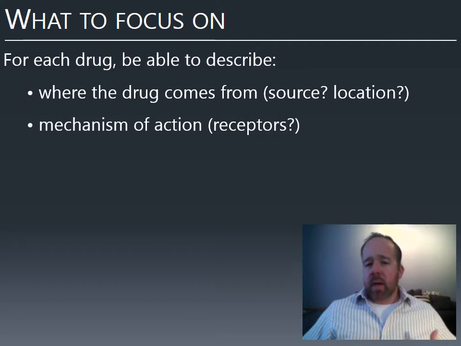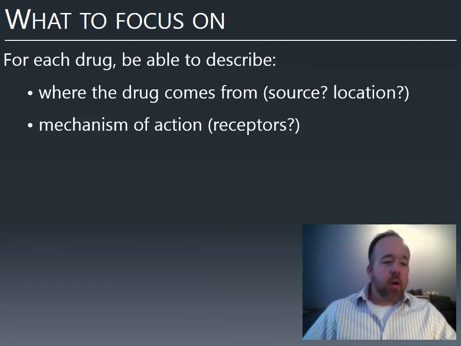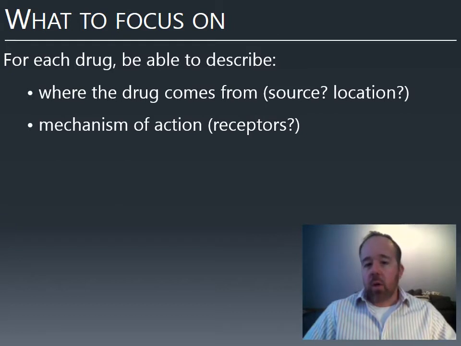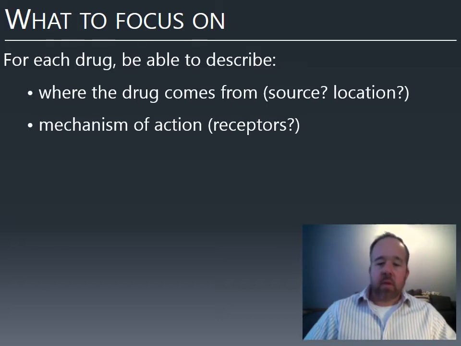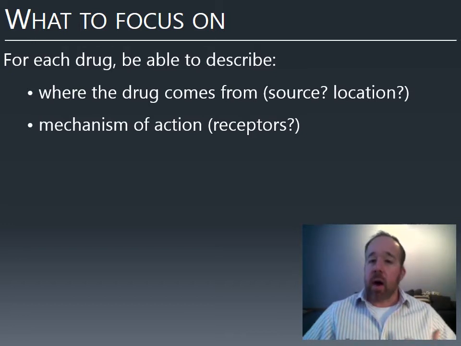So mechanism of action. How does the drug work? And here, for all of these drugs, it's important to know what receptors in the brain these drugs act on. Do they activate the receptor? Do they inhibit the receptor? What neurotransmitter system is involved? If these receptors belong to a family, where in the body, other than the brain, do these occur? What do we know about that? What does that mean for the body and how the body functions?